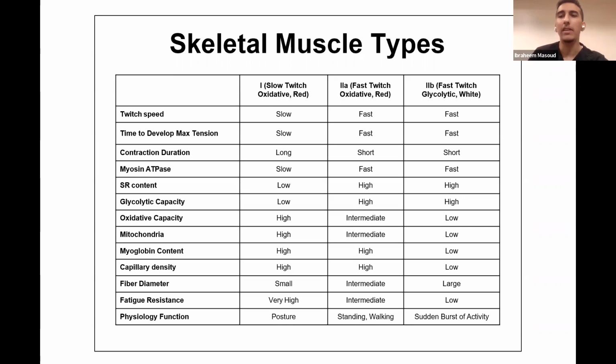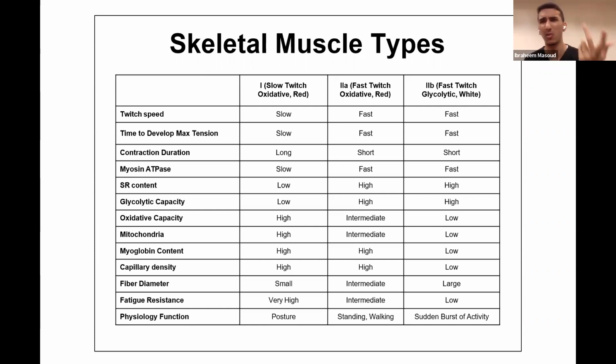What about myosin ATPase activity? Myosin ATPase is the one we said is for the power stroke, to hydrolyze the ATP to power the contraction of the muscle. So do you think this would be fast or slow? I would say slow, because it takes time to contract. It doesn't contract immediately. We don't need it to be fast. Slow. What about the SR content? Will it be high or low?